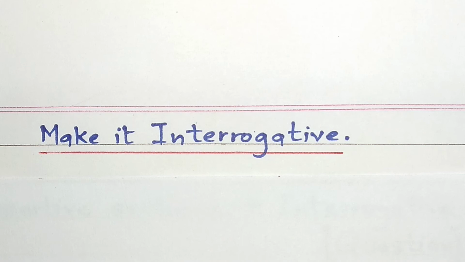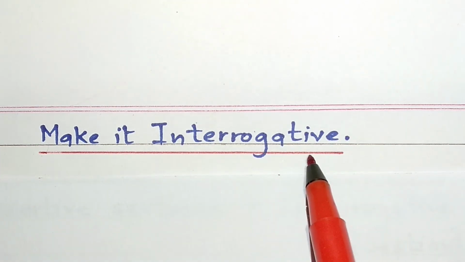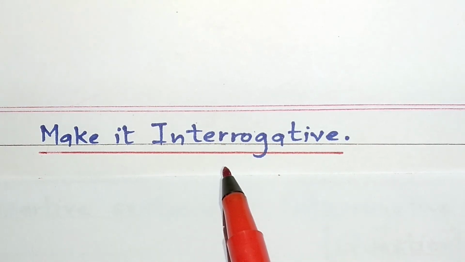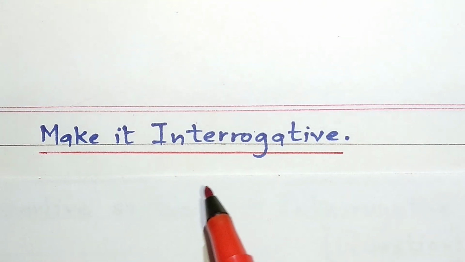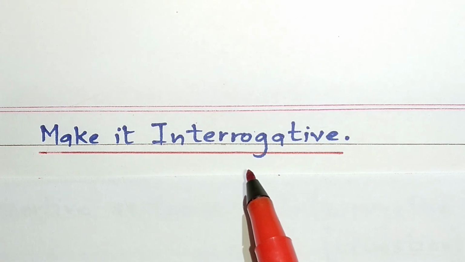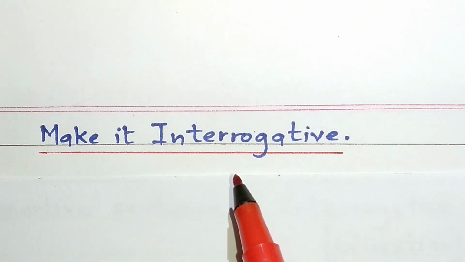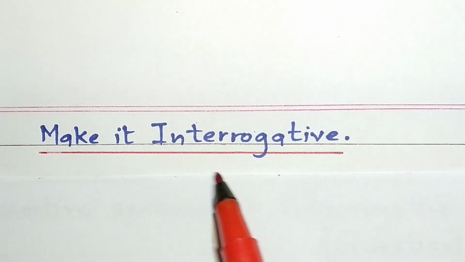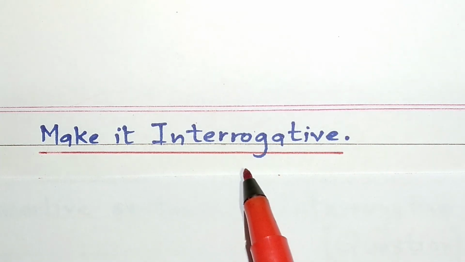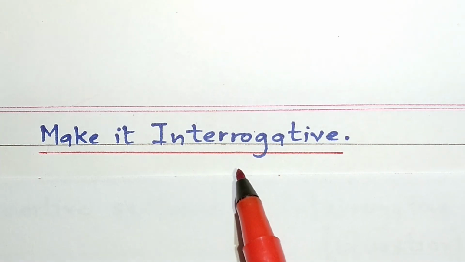So friends, this was the first part of the video, Make It Interrogative. Here we have seen and solved sentences where the helping verb was present. In the next part, that is part 2 of this topic, Make It Interrogative, we shall solve sentences where the helping verb is not present.